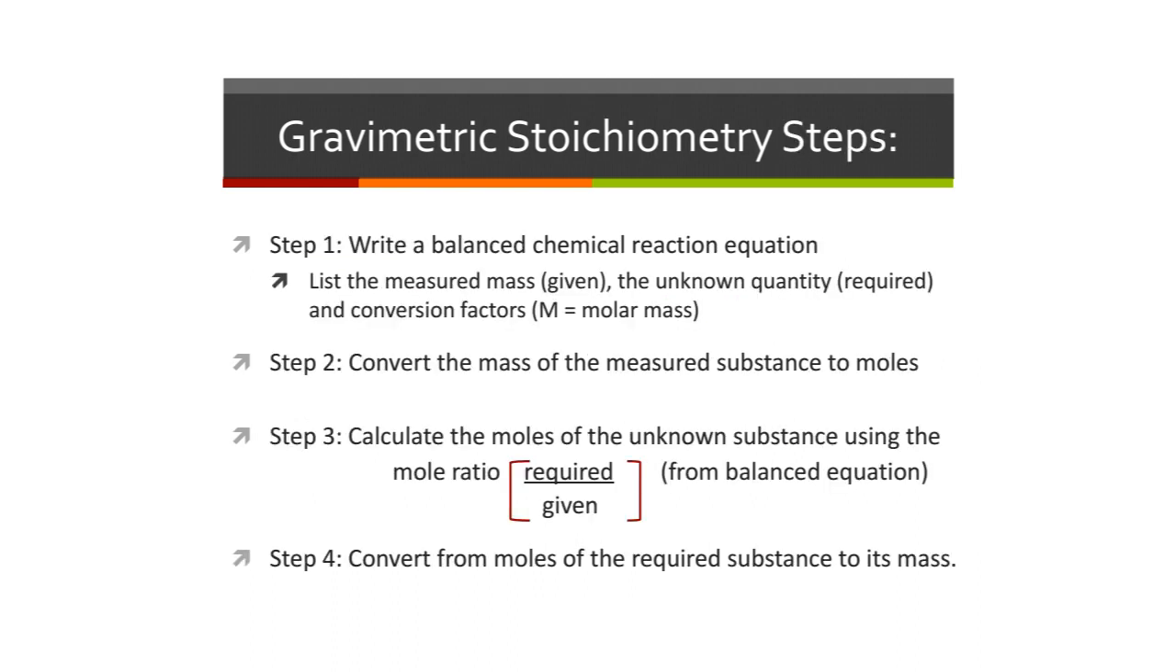So let's go over the steps we need to do in a gravimetric stoichiometry example. First, again, we need to write the balanced chemical equation. We then list the mass given as well as the molar mass of the compounds involved. Then we need to convert the mass of our measured substance, our known compound, into moles. Then we use our molar ratio to convert from our known into our unknown, or you can say from our given into our required compound. And then lastly, we convert the moles of our required or unknown compound into the mass of the required or unknown compound.